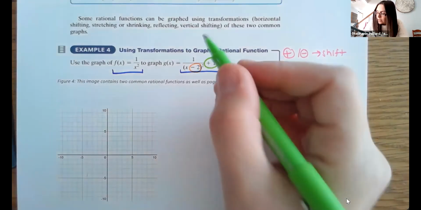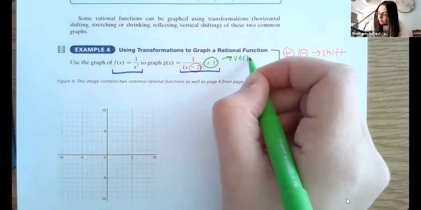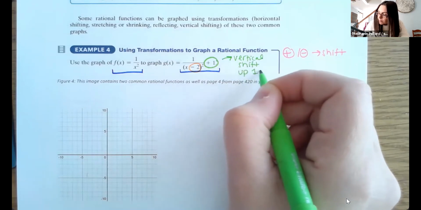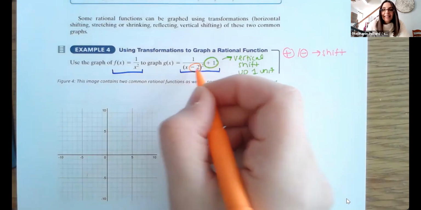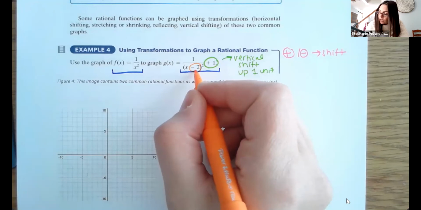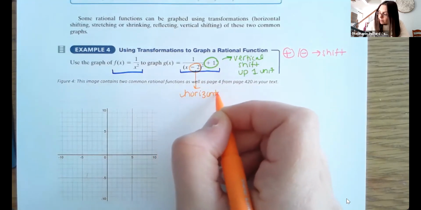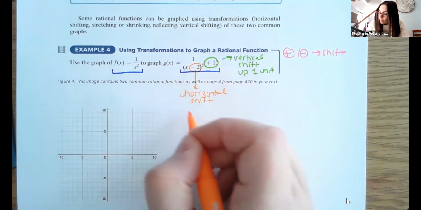Notice how the +1 is outside, right? It's an outside change. So this is going to be a vertical shift. And because it's a +1, we go up 1 unit. Notice how the -2 is inside parentheses, right? It's inside that square. So this is an inside change. And remember that inside changes are always horizontal. So this is a horizontal shift. And if it's a minus, you actually move to the right.